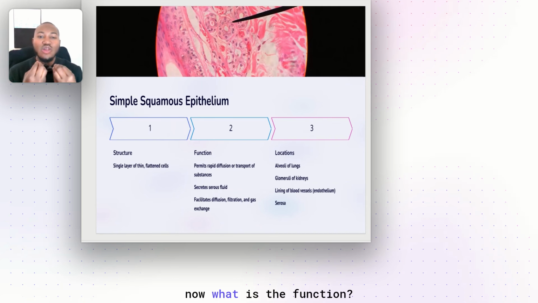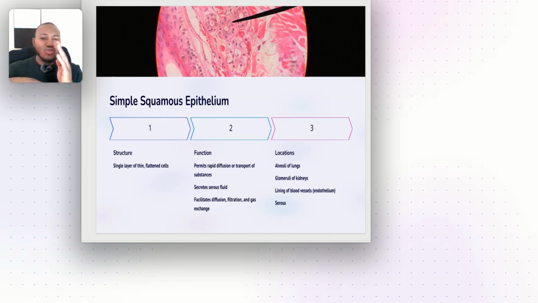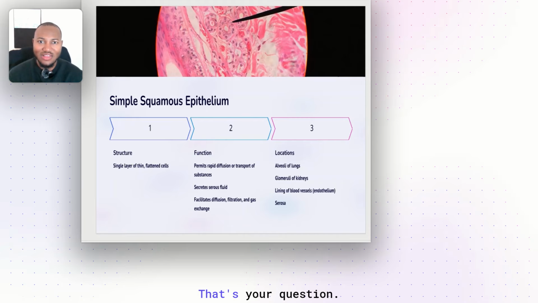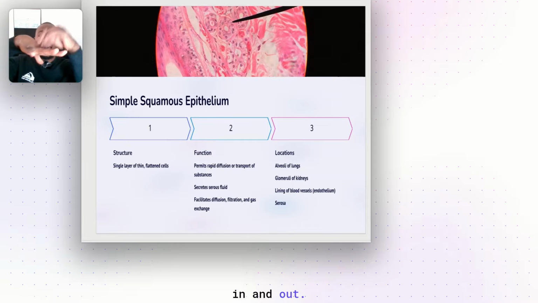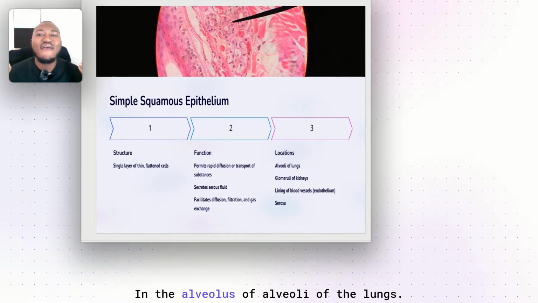All right? Now, what is the function? Because it's flat, things can easily go through. So it permits rapid diffusion and transport of substances. That's your question. Rapid diffusion, transport of substances, right? It facilitates diffusion, filtration, and gas exchange. So because it's flat, things can go in and out. So where in the body does rapid diffusion happen? In the alveoli of the lungs.